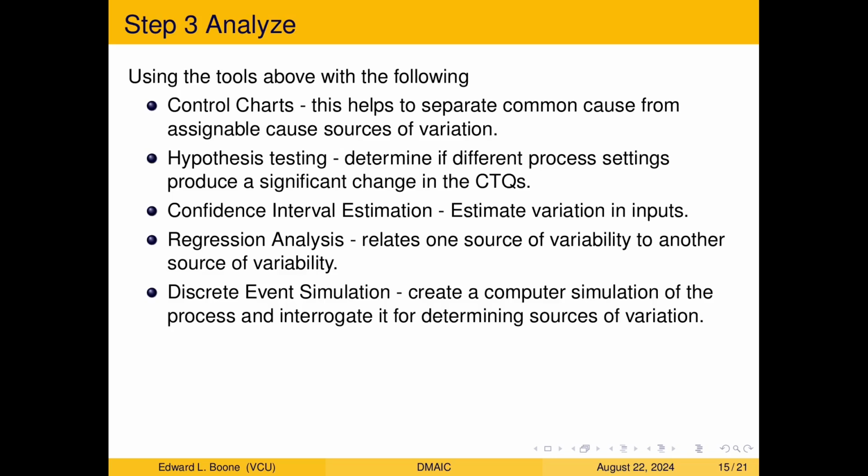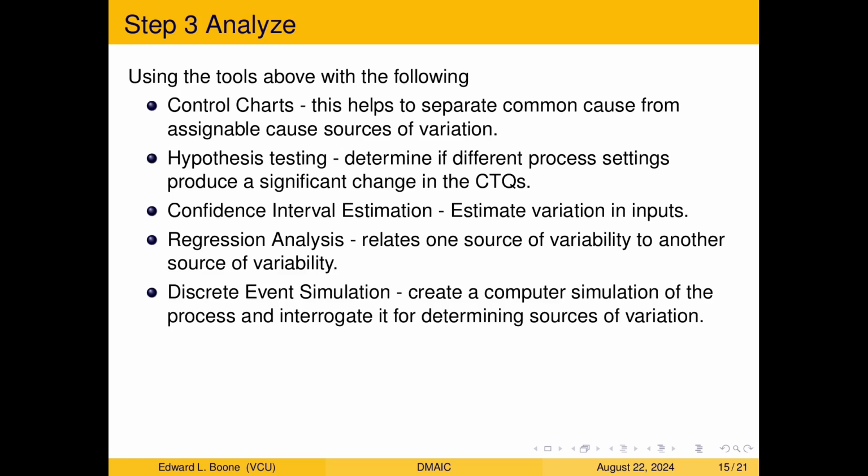All right, some tools to figure this out. Control charts help to separate common causes from assignable causes of variation, because you can see how the process is varying on its own, and if something external happens, you can see, oh wait, this was from an assignable cause. Another thing you might do in this analysis is some hypothesis testing.